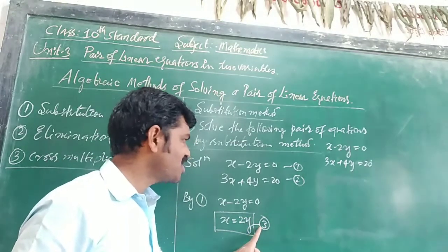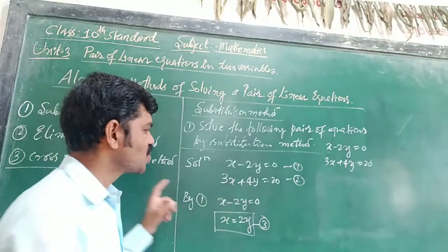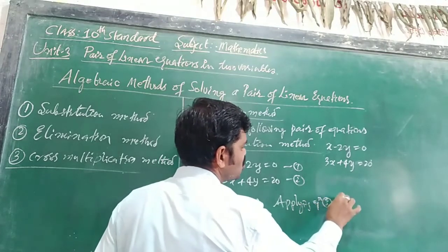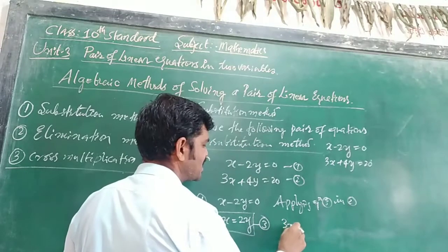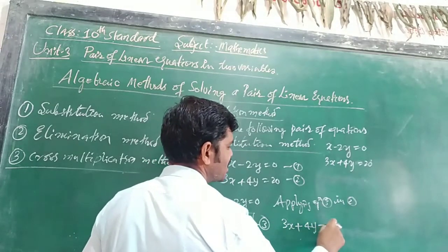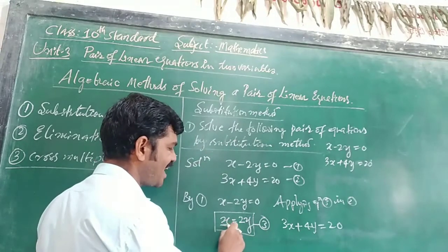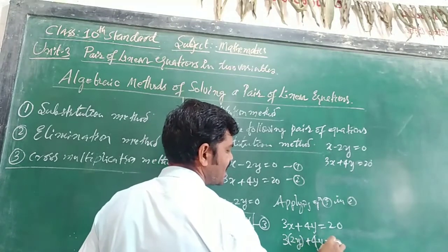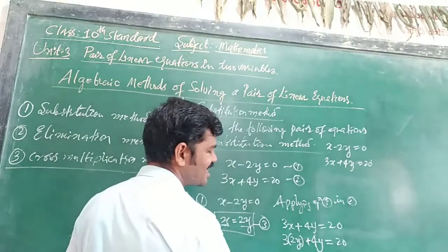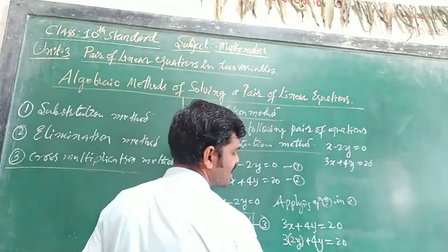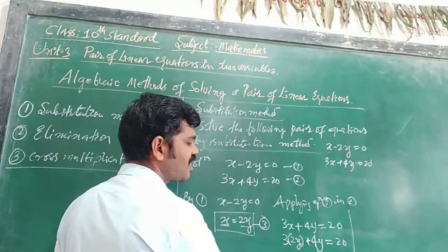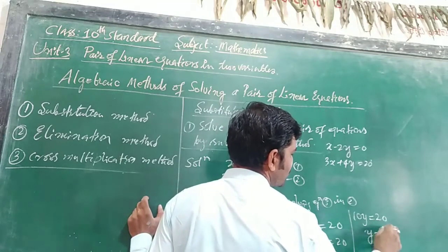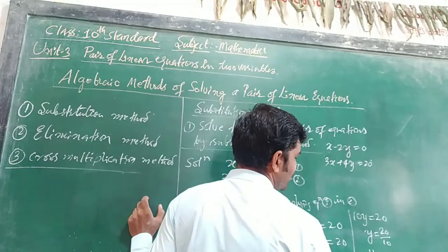Let us apply equation 3 in 2. So we get 3x plus 4y is equal to 20. Instead of this x, I write 2y. 3 into 2y plus 4y is equal to 20. 3 into 2y is 6y, plus 4y is equal to 20. 4y plus 6y is 10y. 10y is equal to 20. y is equal to 20 by 10. y is equal to 2.